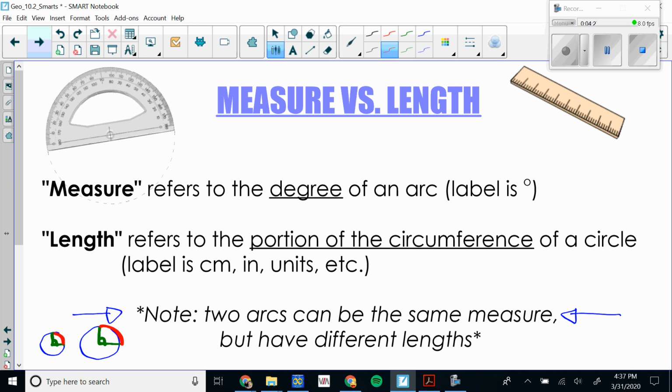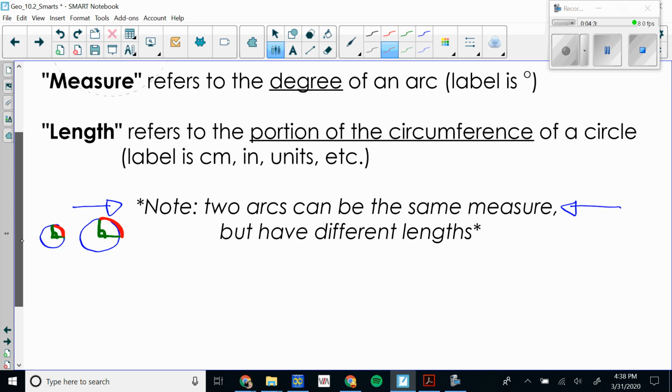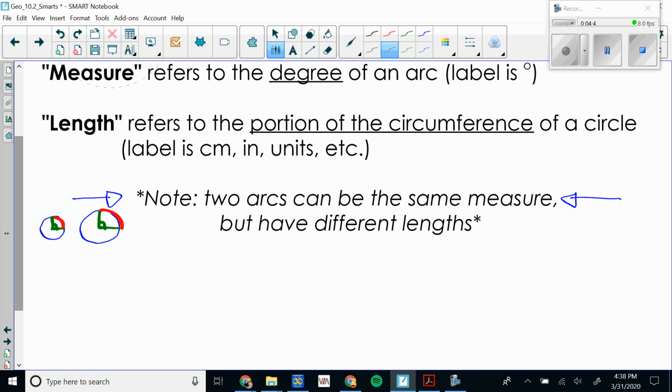All right, next one, measure versus length. Measure refers to the degree of an arc, right? And length refers to the portion of the circumference. Notice I drew a little picture right here, a smaller and a larger circle, where this note says 2 arcs can be the same measure but have different lengths.